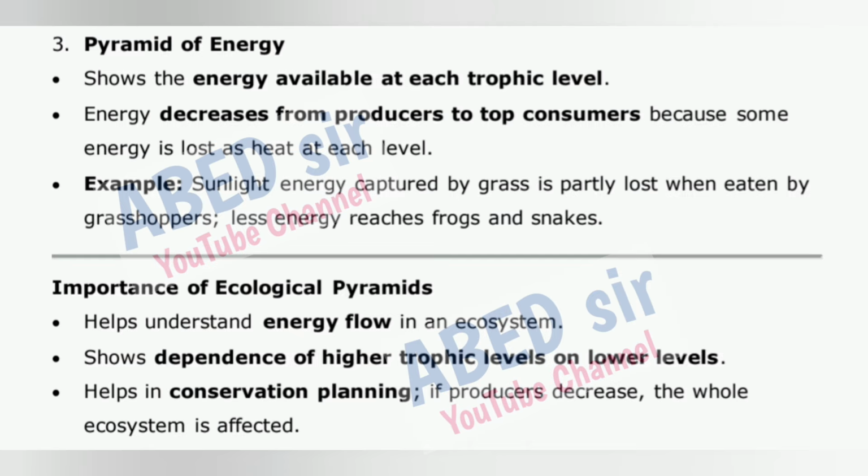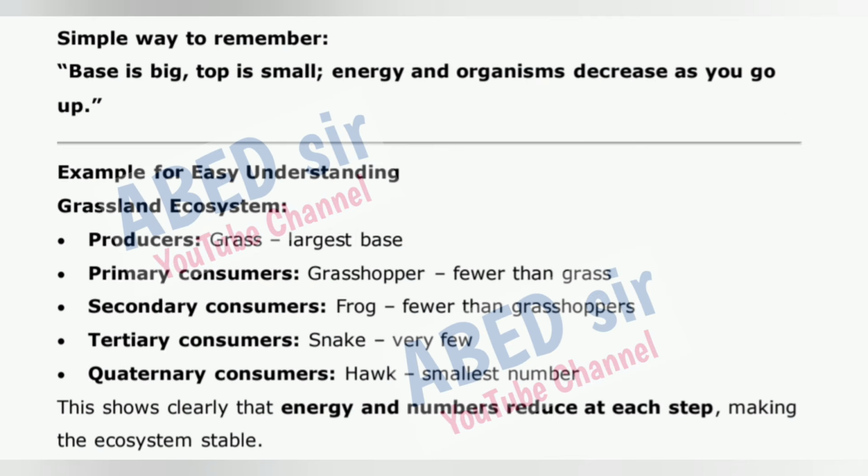Importance of ecological pyramids. Helps understand energy flow in an ecosystem. Shows dependence of higher trophic levels on lower levels. Helps in conservation planning. If producers decrease, the whole ecosystem is affected. Simple way to remember: base is big, top is small; energy and organisms decrease as you go up.